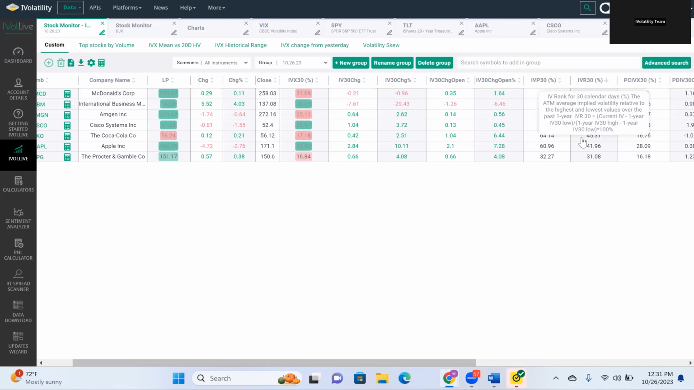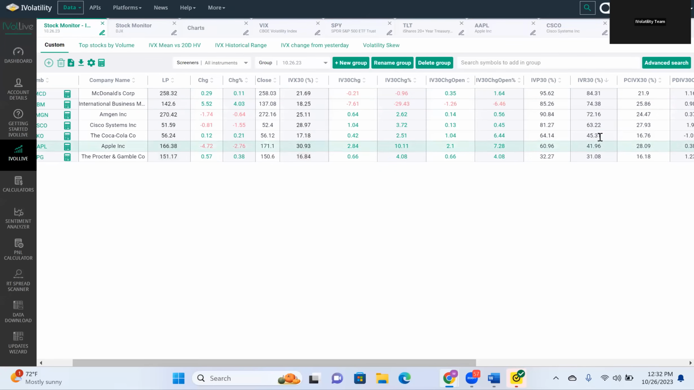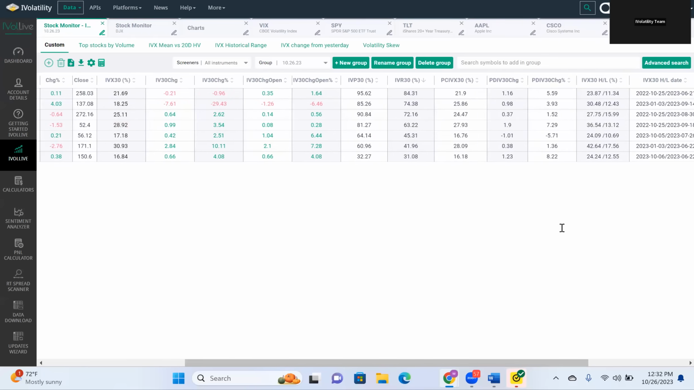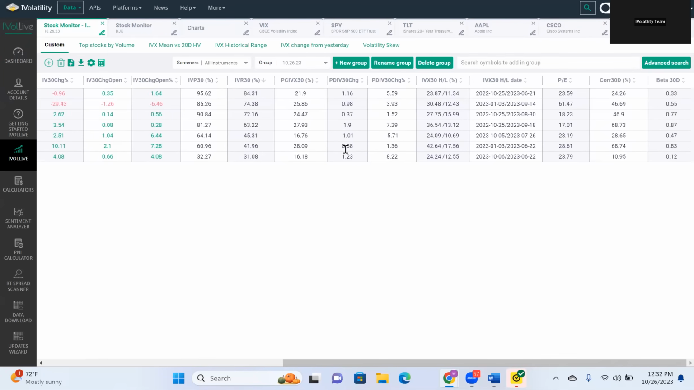IVR, same thing. So we're sorting here. McDonald's, IBM, Amgen are trading on the higher end of their IVR range, whereas Procter & Gamble is not. And then you'll see here, as we come across, this is going to be the previous closing IVX30. This looks at what happened the day before. So previous day's IVX change, previous day's IVX change in percentage terms. This is going to be the IVX high-low. Again, one of my favorite measures, because this is just like the 52-week range for a stock, but it's a 52-week range for implied volatility. This is giving you the date that happened.